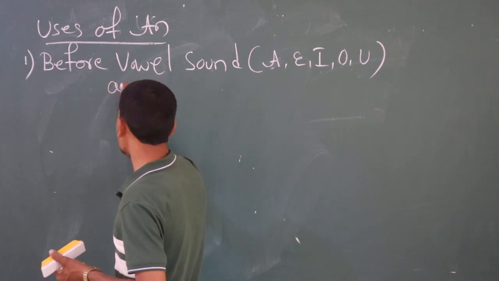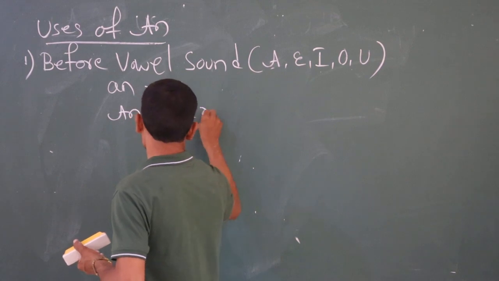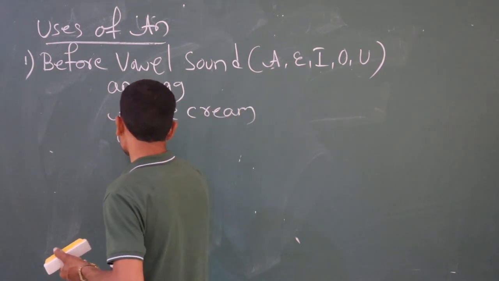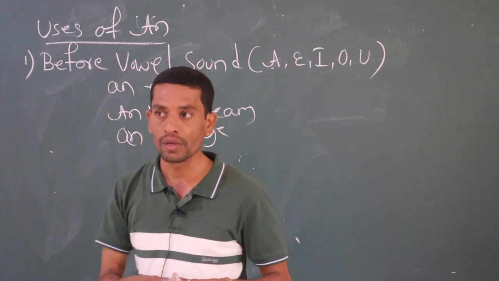So an egg, an ice cream, an orange, like this. There are so many words that will come.